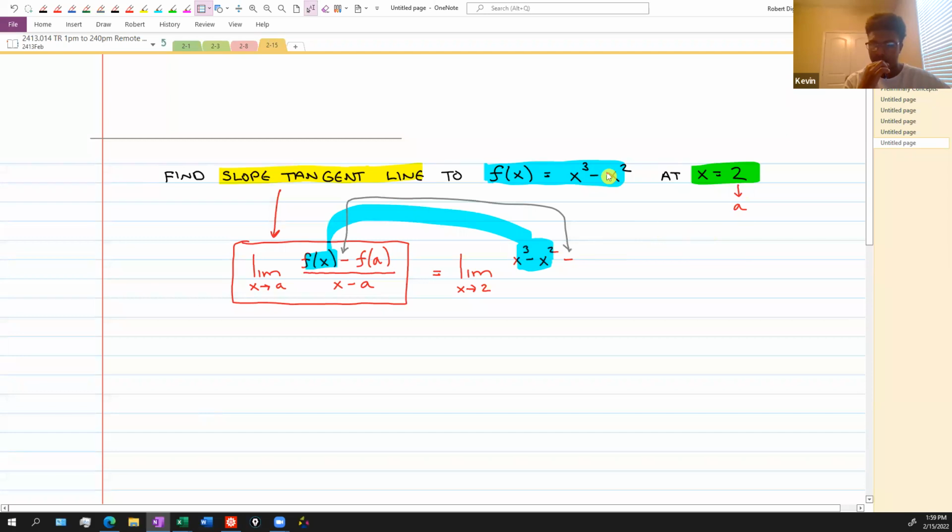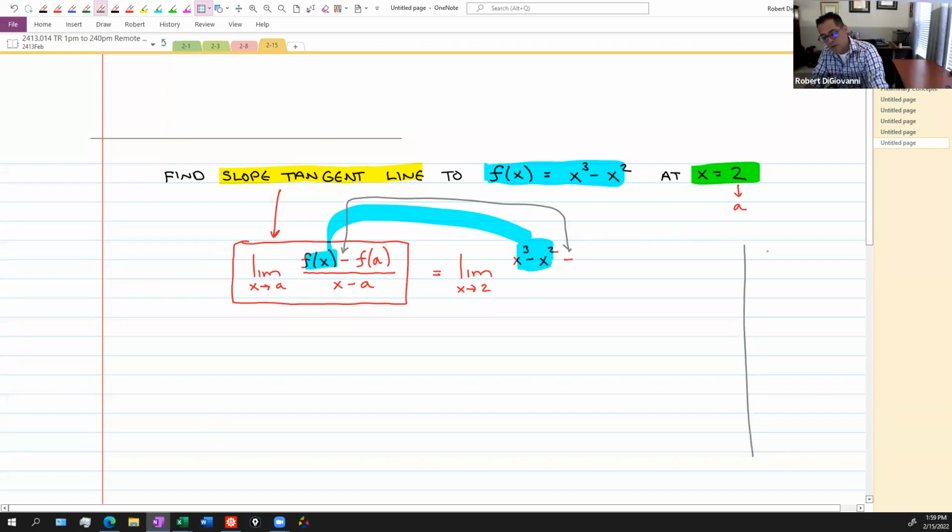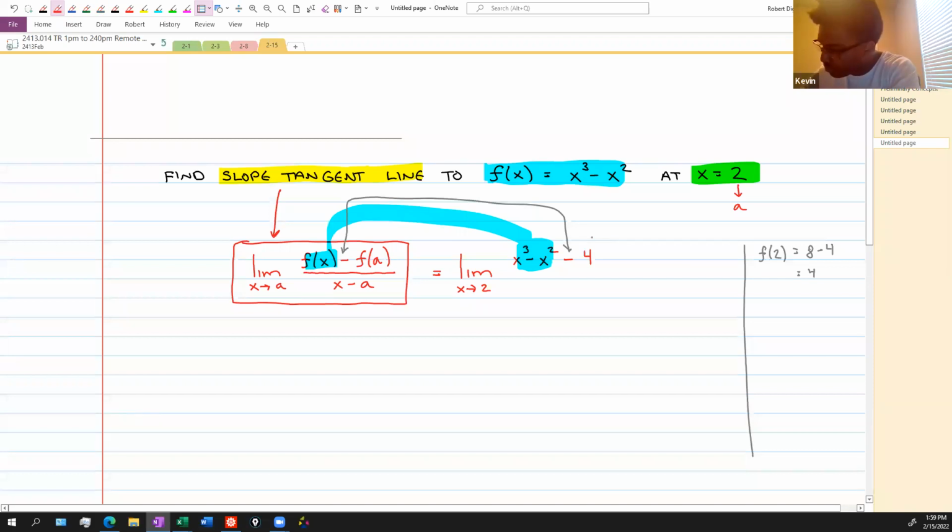Okay, so what you're doing now is plugging 2 into this, right? You can do that as scratch work on the side. Just figure out what f of 2 is. Just plug 2 in, you get 8 minus 4, and that's going to be 4. Okay, and then we plug that in. Very good. Do you all understand that? Everyone got that?